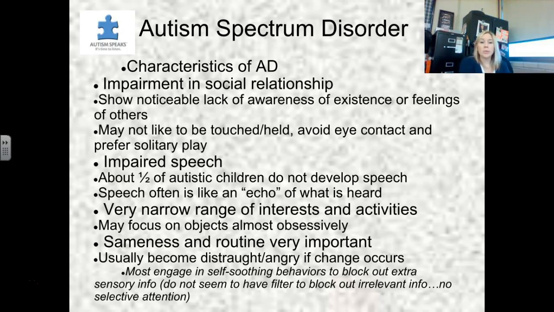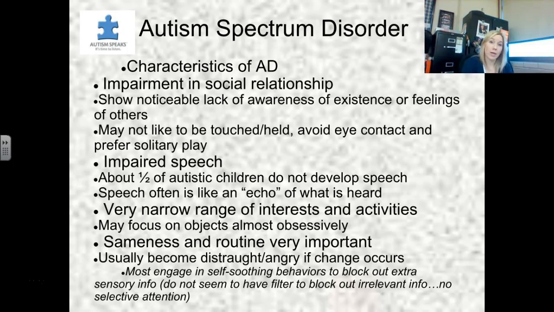Speech is going to present itself in terms of an echo of what is heard, rather than a cognitive cycle of response back to you where you can tell I'm taking in what you're saying and I'm thinking through it and I'm responding in kind. There, as I said, is a very narrow range of interests and activities. Sameness and routine is very, very important.